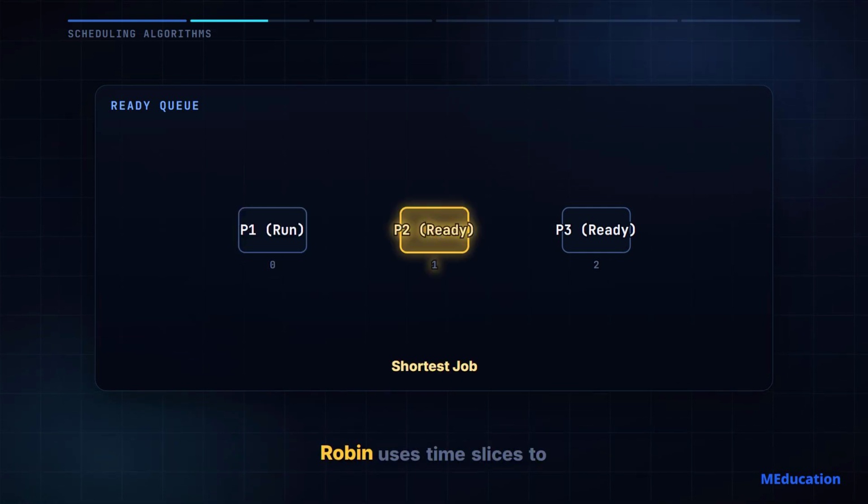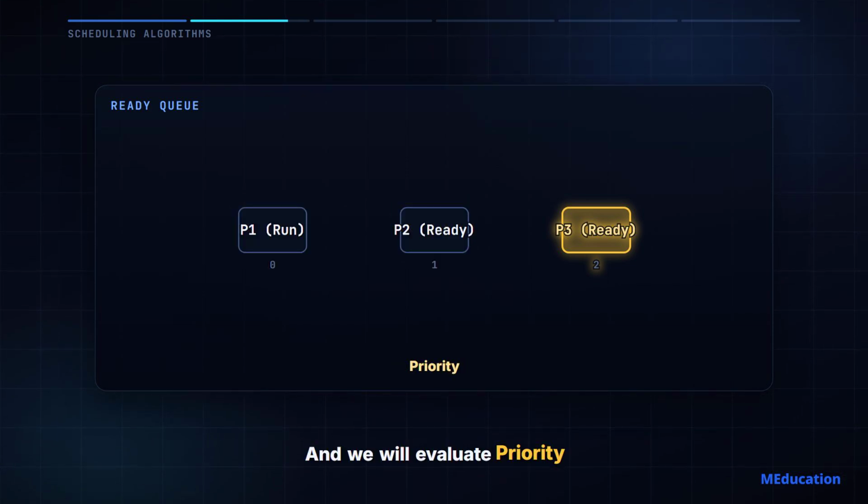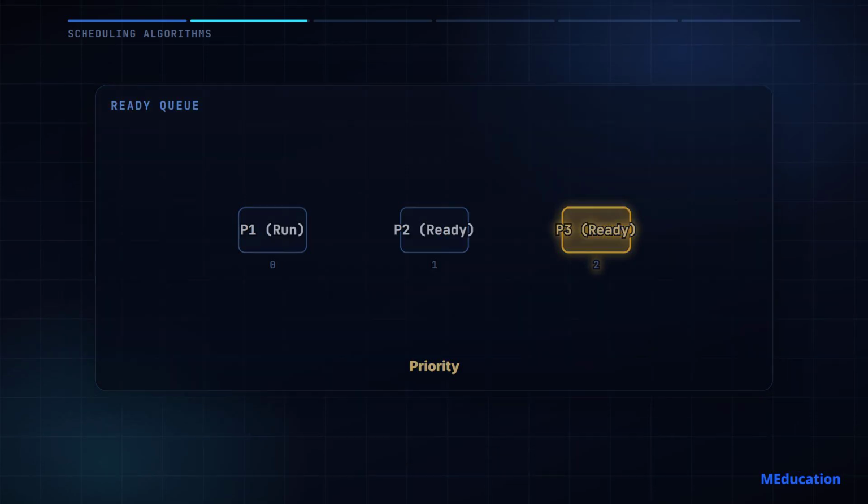We will see how round robin uses time slices to prevent starvation and keep systems responsive, and we will evaluate priority scheduling, where critical tasks jump the queue, but low priority processes risk being ignored forever.